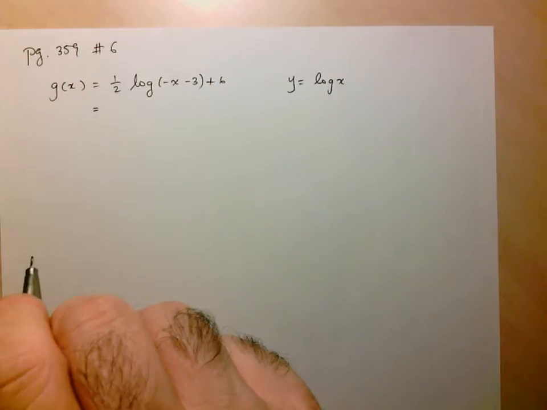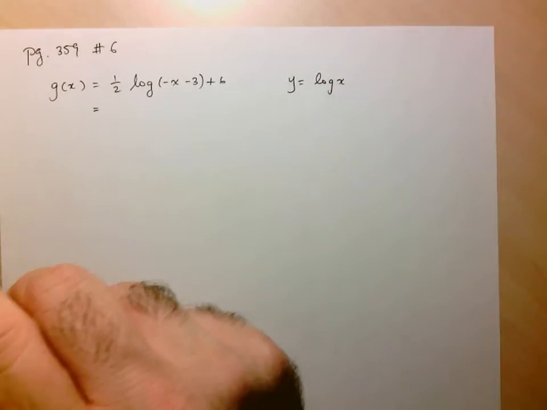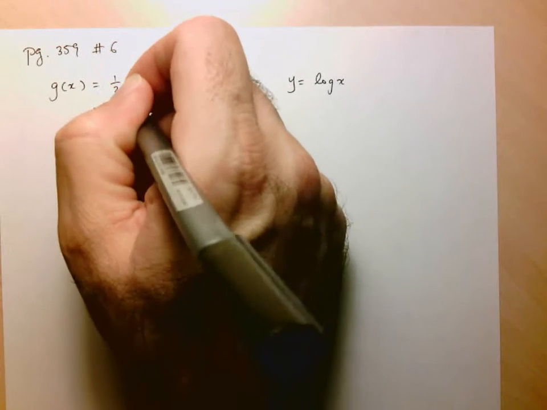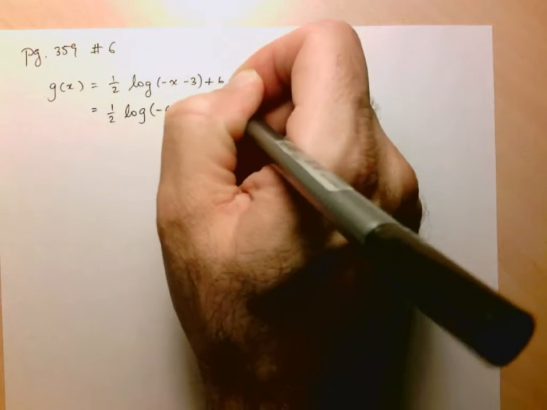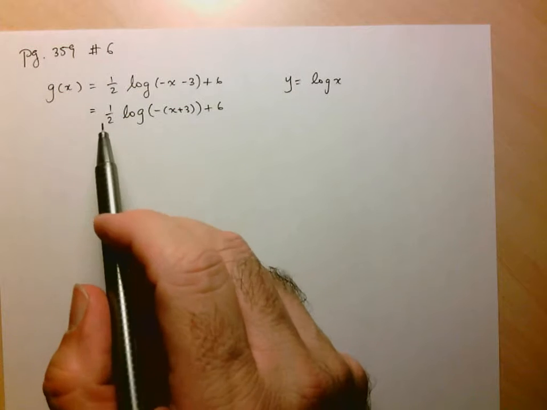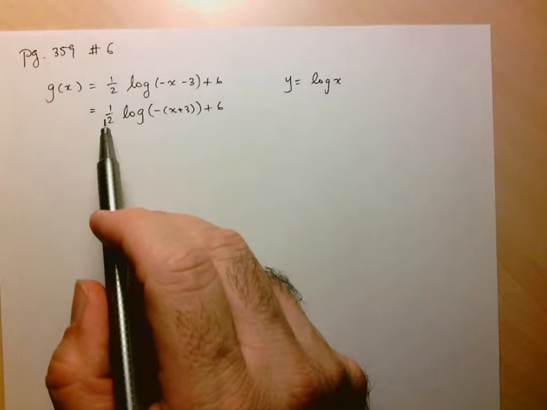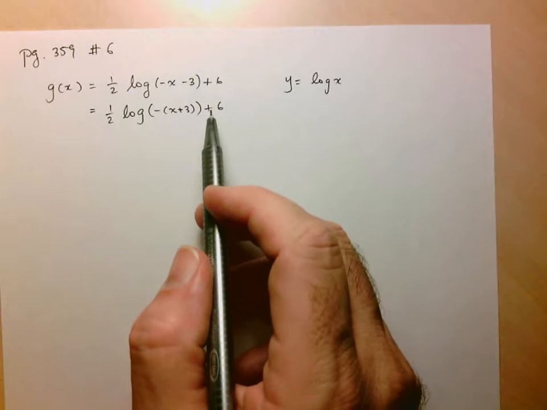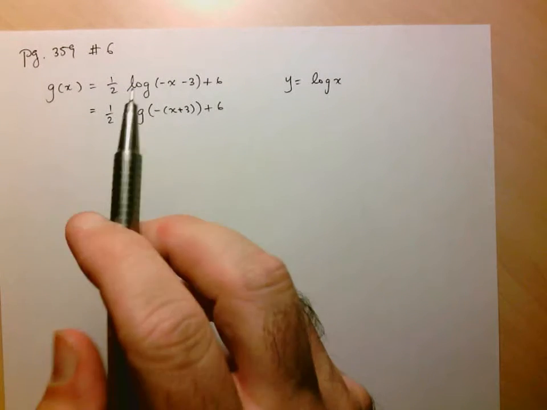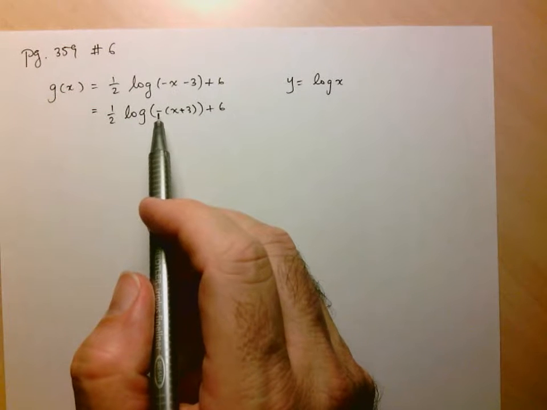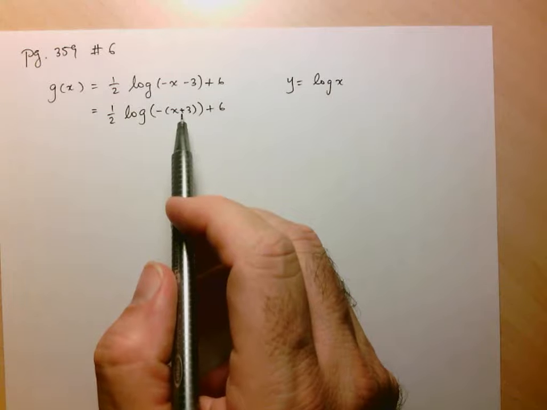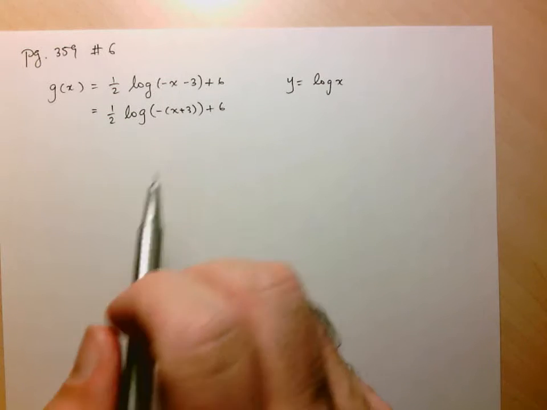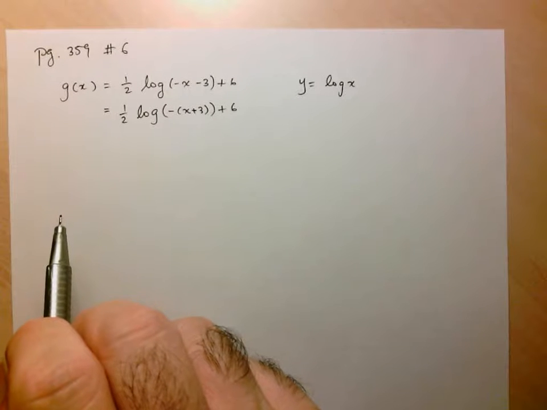But of course, before I can analyze these transformations, I have to make sure that the input's in factored form. So here this is going to be 1/2 log of negative x plus 3, and then plus 6. I'm not going to write these out. We'll just say here we have a vertical stretch by a factor of 1/2. Here we have a vertical translation up by 6 units. Here we have a reflection in the y-axis. And there we've got a horizontal translation 3 units to the left. It's definitely important to do that factorization, or else we would get the wrong horizontal translation.